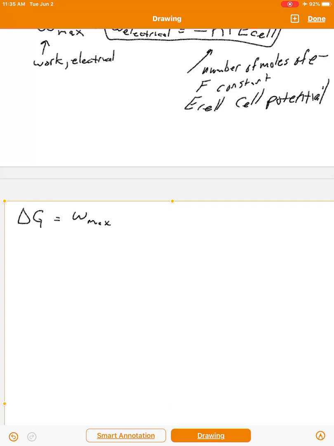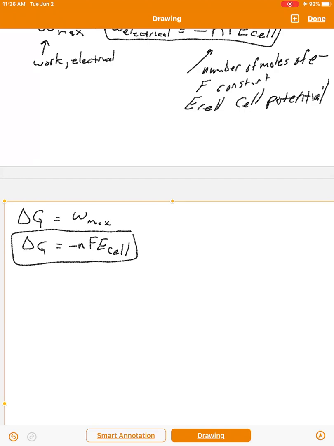So that would include electrical systems like galvanic cells. So that means we can connect the two. Delta G is equal to minus nFE cell. That's an important relationship right there. It says the Gibbs free energy change is directly proportional to the cell potential. And we can equate them by using this equation.